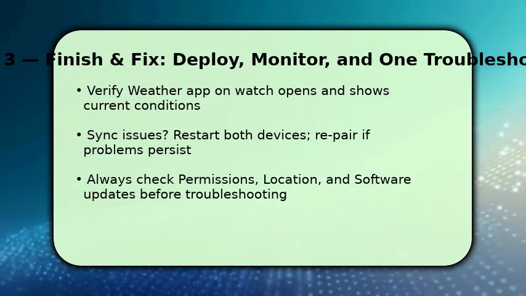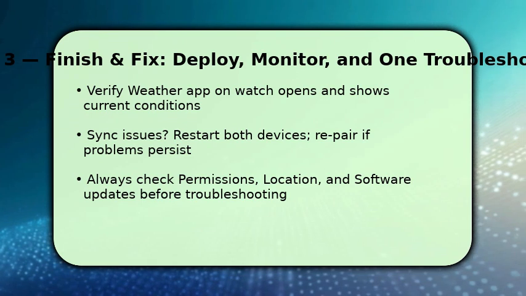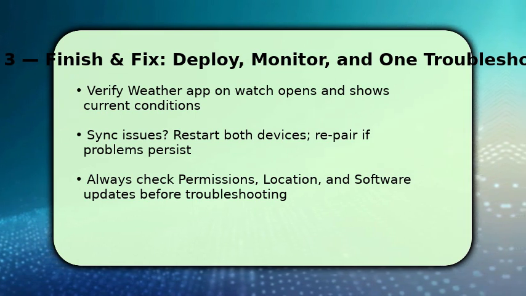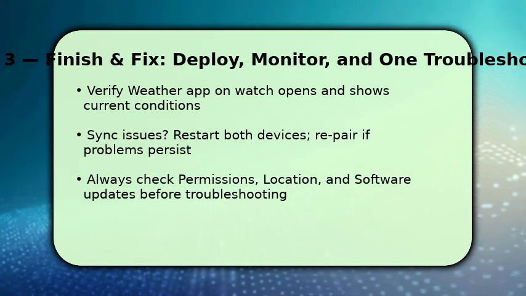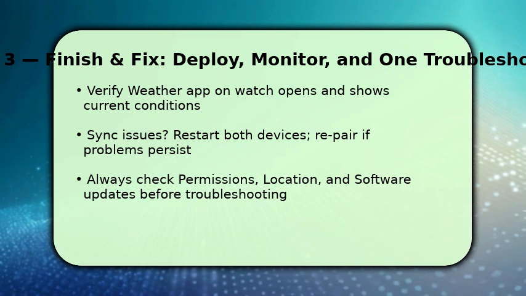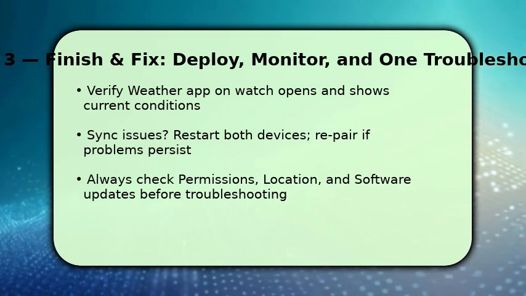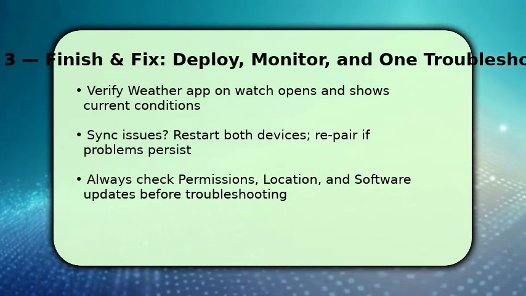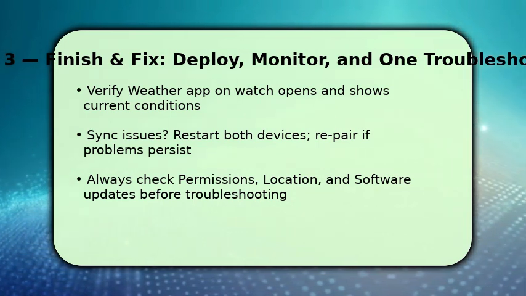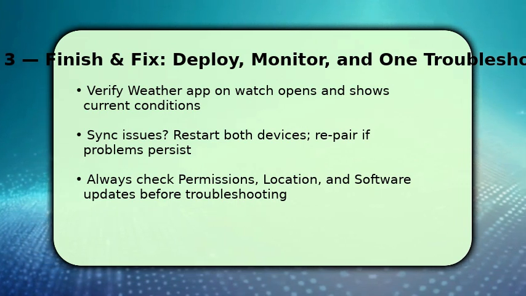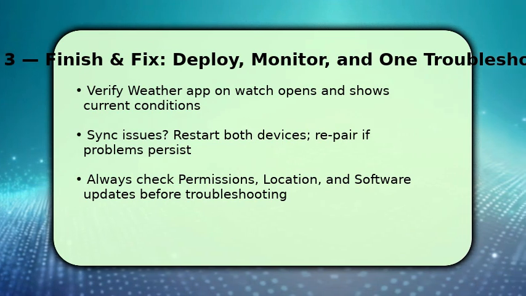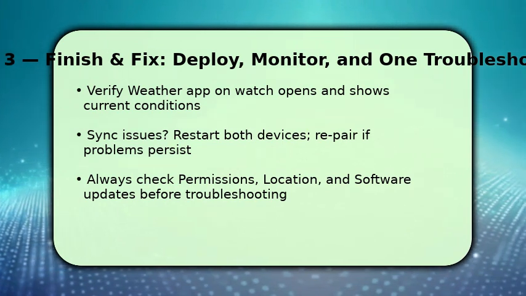If data doesn't appear, restart your Apple Watch and iPhone first. That often resolves sync glitches. If restart fails, sign out of iCloud or unpair and repair the watch as a next step, because repairing rebuilds the connection. Make sure permissions, location access, and software updates are correct before deeper fixes. This saves time and prevents unnecessary resets when installing or updating the weather app.